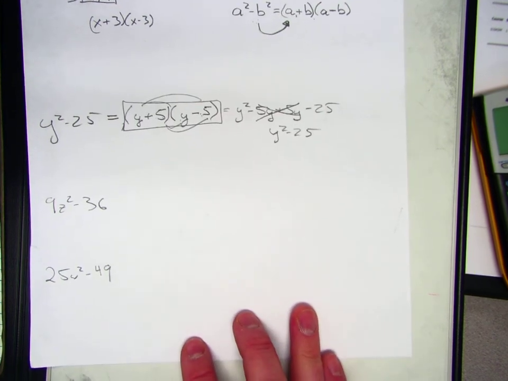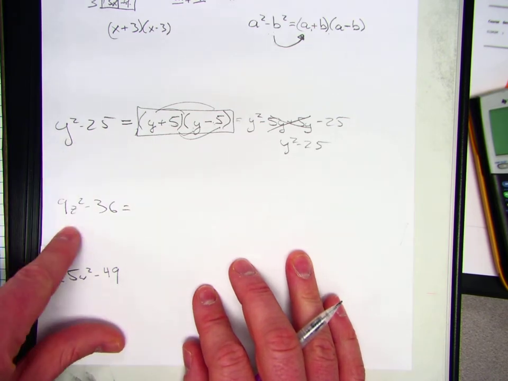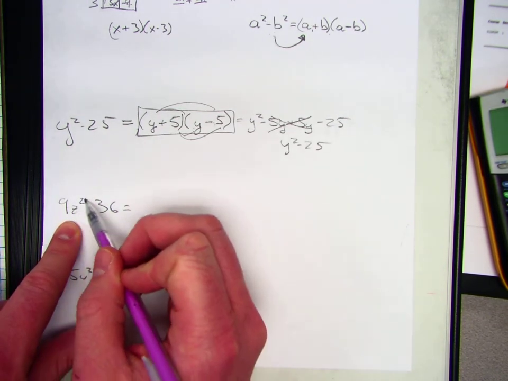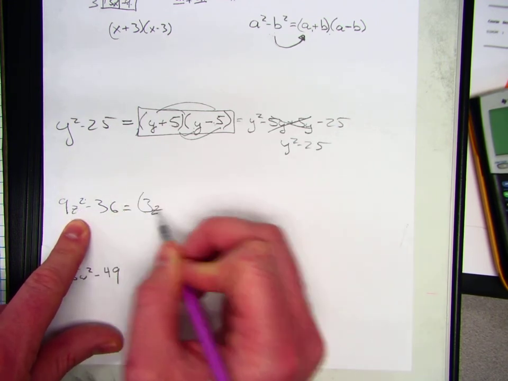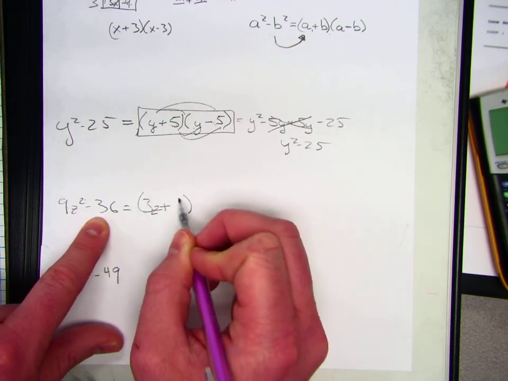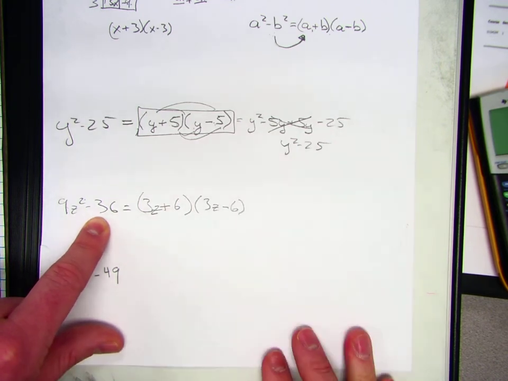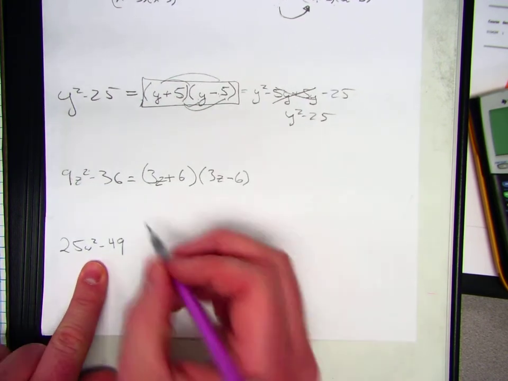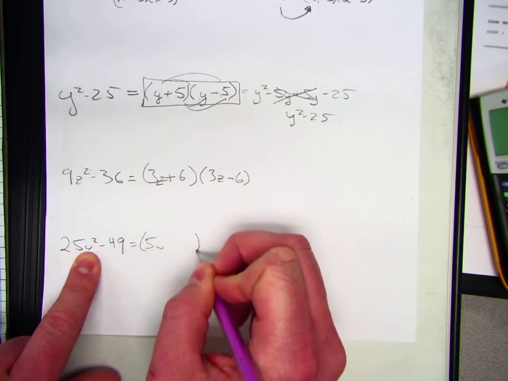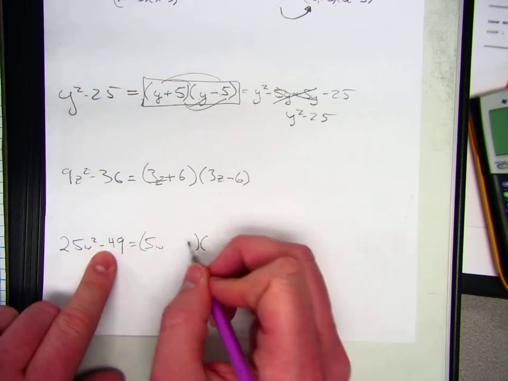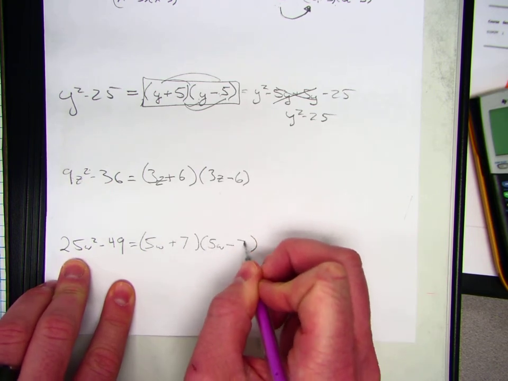Now let's look at the second one. This one's a little bit trickier because my squared term is not just a variable squared, it's got a coefficient as well. But I know that the square root of 9z squared is going to be 3z, and then the square root of 36 is 6, so that's 3z plus 6 times 3z minus 6. And then for my last one, same drill. The square root of 25 is 5, and the square root of w squared is w. So it's w plus 7 times w minus 7.